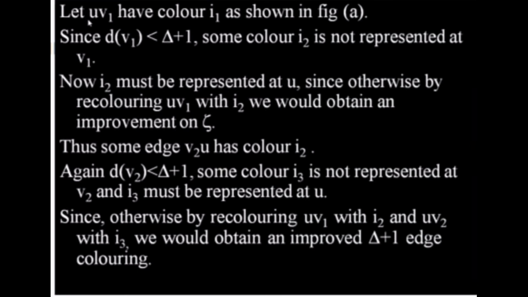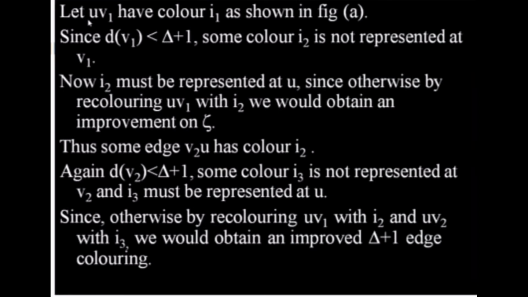Now i2 must be represented at U, since otherwise by recoloring UV1 with i2, we would obtain an improvement on script C. Thus, some edge V2U has color i2. But we consider script C to be the optimal Δ plus 1 edge coloring, so an improvement is not possible. Thus some edge V2U has color i2.